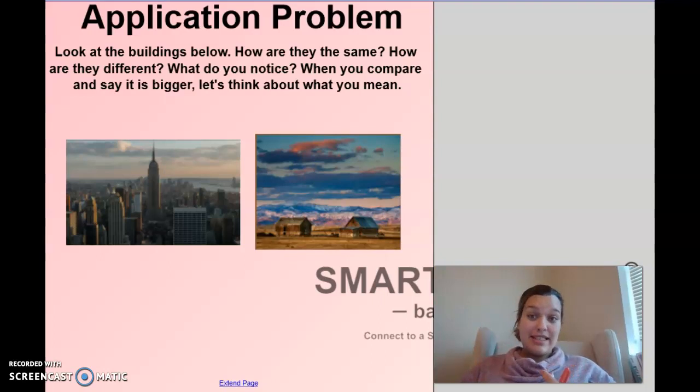You do have an exit ticket today with a few questions about longer and shorter. And then when we come back tomorrow, we're actually going to get string out and we're going to start measuring things around the places we live and comparing lengths.